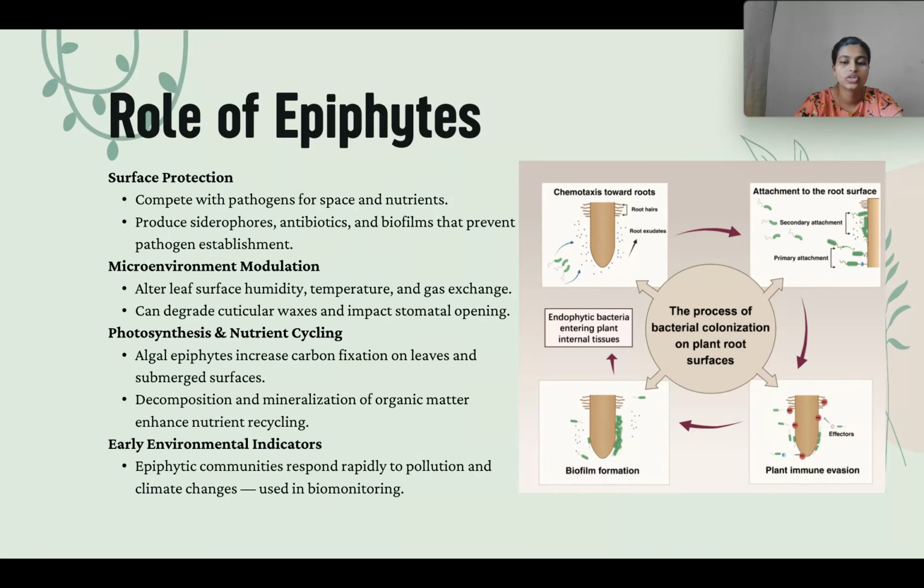This can also degrade the cuticular waxes and impact the stomatal activity and surface permeability. Photosynthetic epiphytes such as algae contribute to additional carbon fixation, while the decomposition of the organic matter on the plant surface enhances nutrient cycling. Importantly, epiphytic communities serve as environmental indicators because they respond to pollution rapidly.